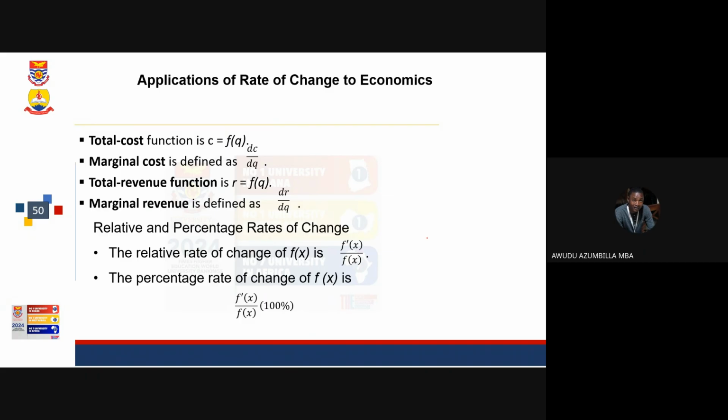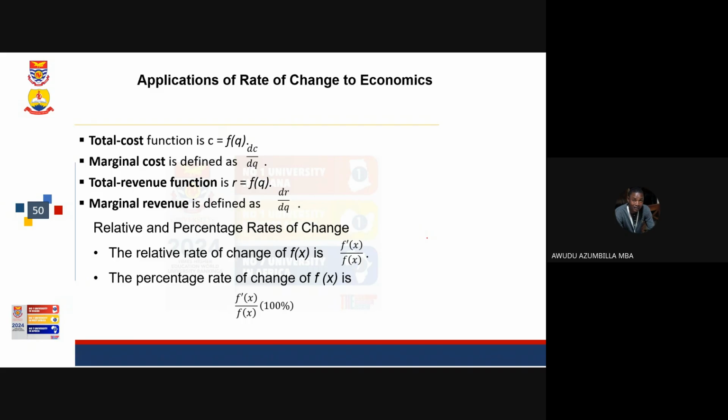Now let's look at the application of rates of change to economics. Here we see how we apply differentiation to economics. We can apply it in the cost function when we want to find total cost. You know that total cost is equal to fixed cost plus variable cost. We can apply it when we want to find marginal cost. When you differentiate the total cost, you get the marginal cost.